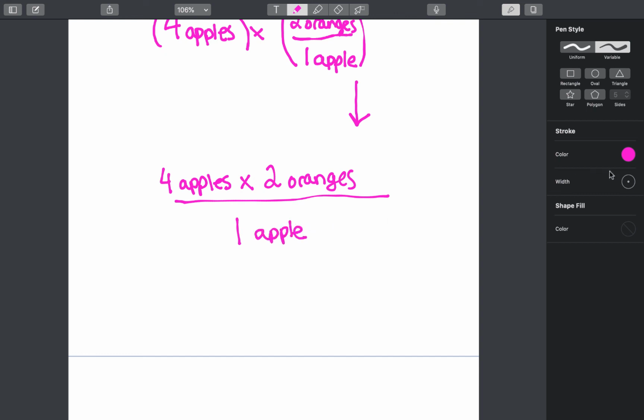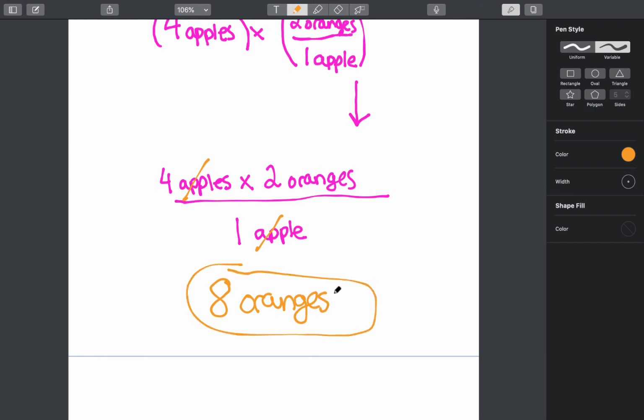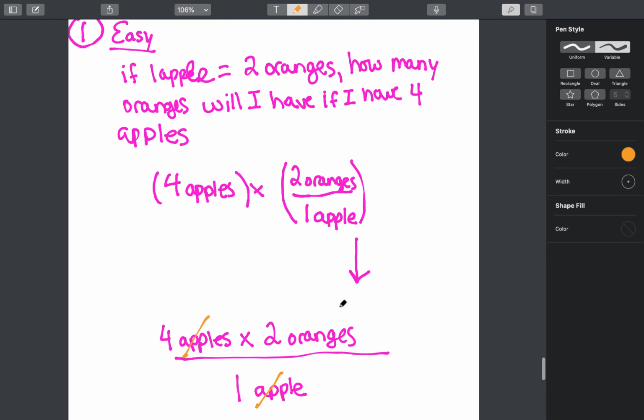And when I do this, you can see how things cancel out and you get another unit. So you see here that apples and apples cancel out and you are left with oranges. Therefore, you have 8 oranges. So that's all dimensional analysis is. You're just taking one unit and converting it into another unit using a conversion factor.